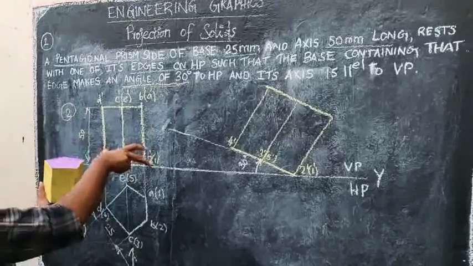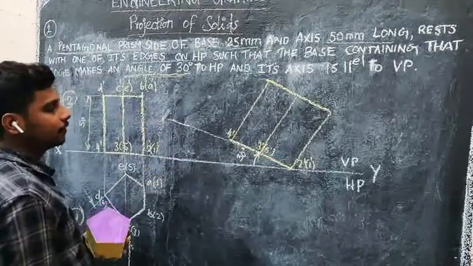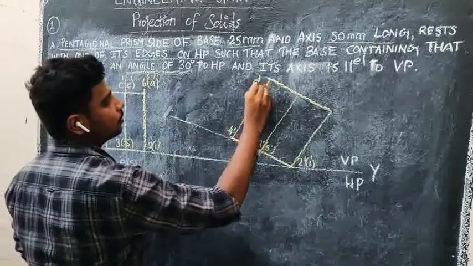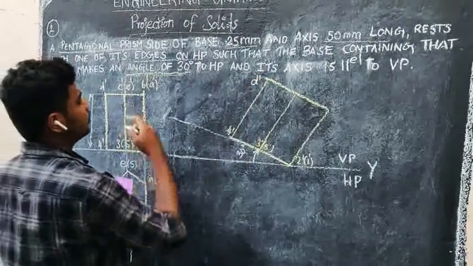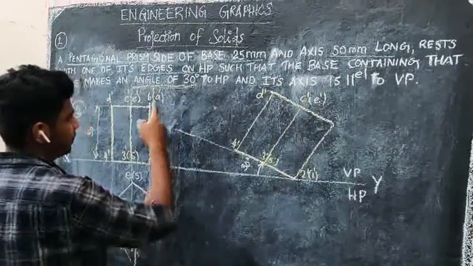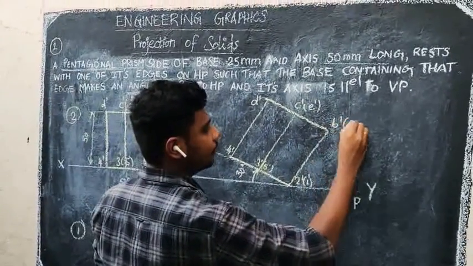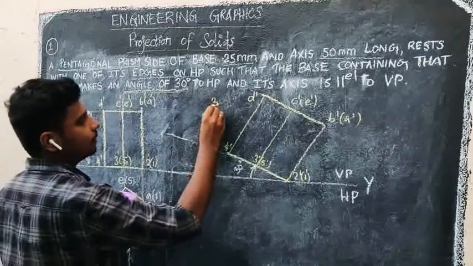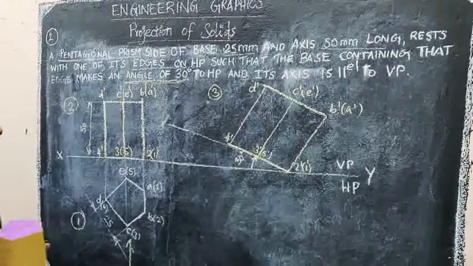So now the whole object is tilted at an angle of 30°. So you have to give the name at the top also. So this is your D dash, and this is your C dash, E dash in a bracket, and this is your B dash and A dash, right? So this is your third step, and this is your final front view of the object.